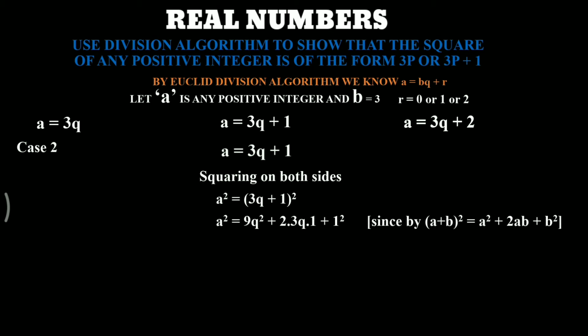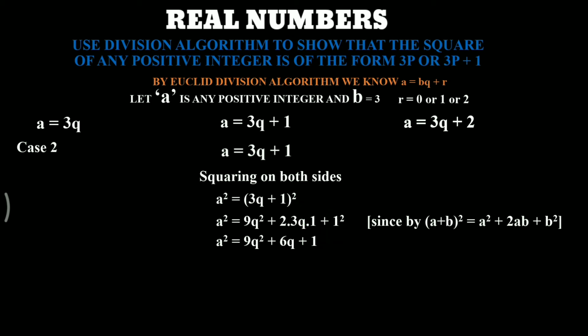What is the formula? a plus b whole square is equal to a square plus 2ab plus b square. According to that, I have written this one. First term square, 2 into first term into second term plus second term square. So that is 9q square plus 2 into 3q into 1 plus 1 square. And further, if you simplify, you will get 9q square. Here I multiply 2 into 3. 2 into 3 is equal to 6. 1 square is equal to 1.